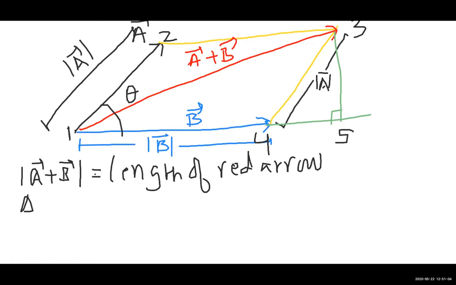Three, four, five, right? Okay, yeah, I completely agree. 3, 4, 5 is a right angle triangle. 3, 1, 5 is also a right angle triangle. Yeah, 1, 3, 5 is a right angle triangle.